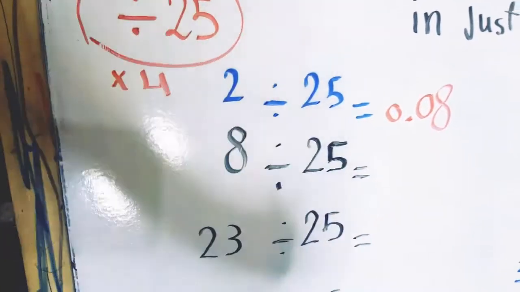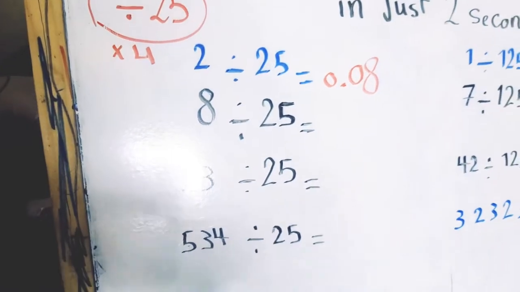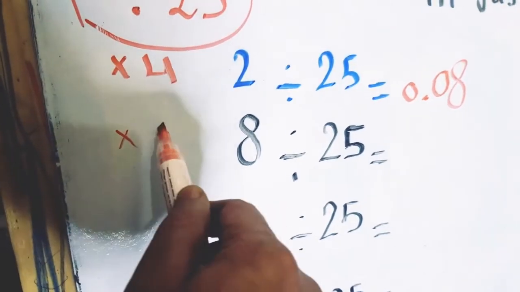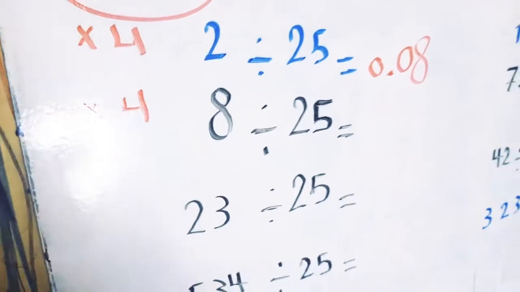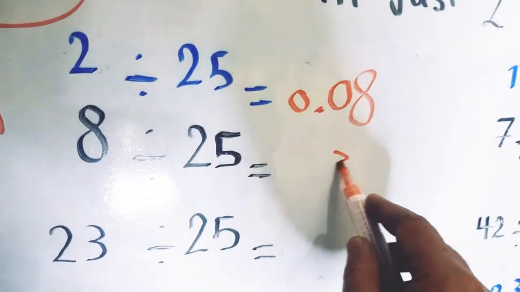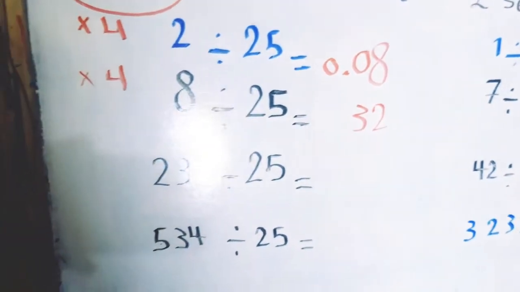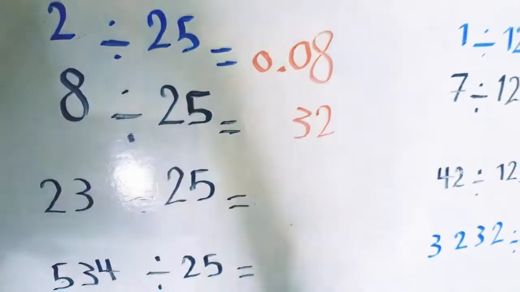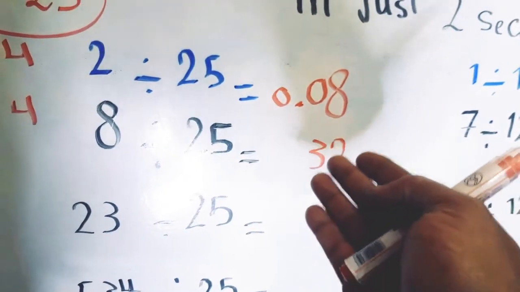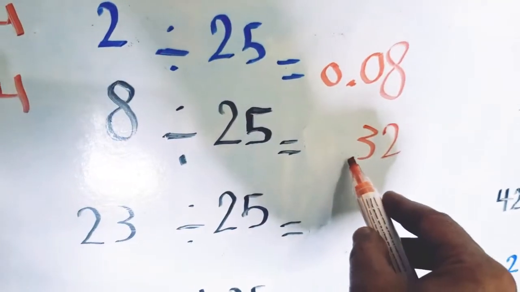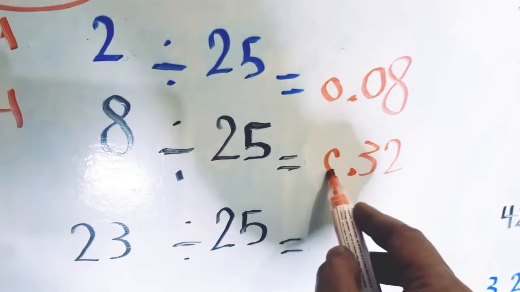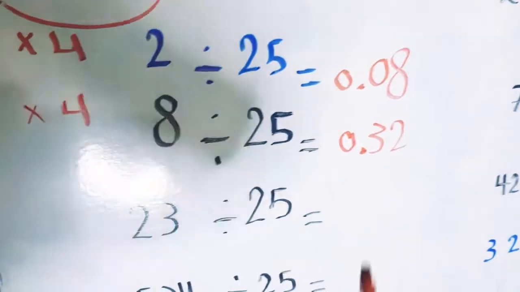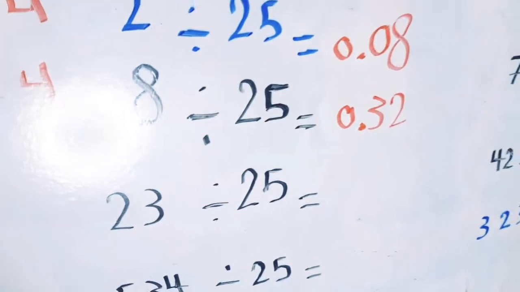8 divided by 25. We will apply the same rule. We look at the dividend and multiply it by 4. 8 times 4 equals 32. This is the first step. As we have just said, we need a 2-digit number at the right side. Actually, we have a 2-digit number, so we only put a decimal point followed by 0. So 0.32 is the correct quotient of 8 divided by 25.